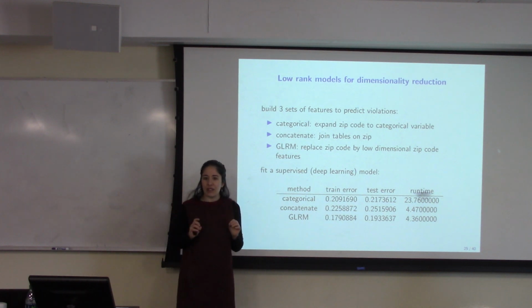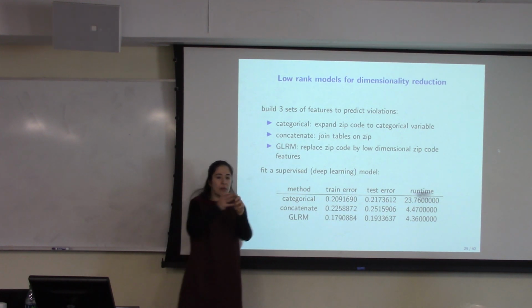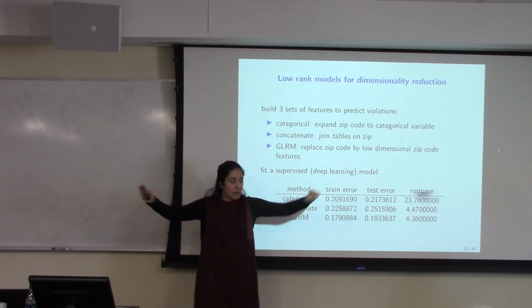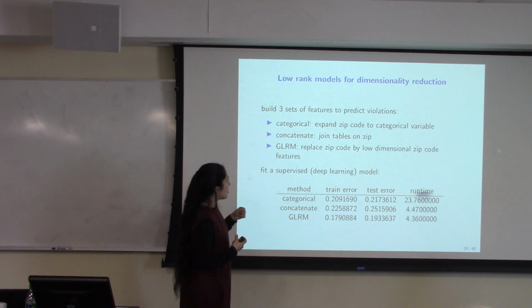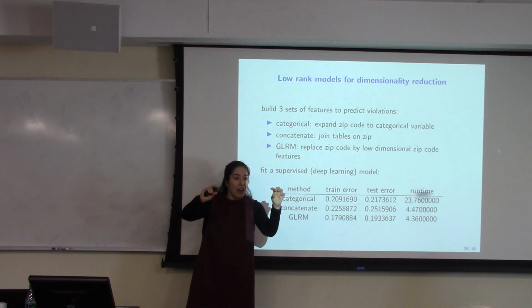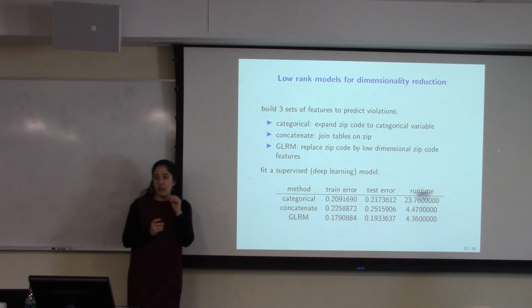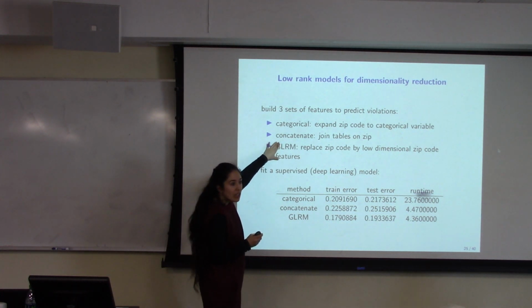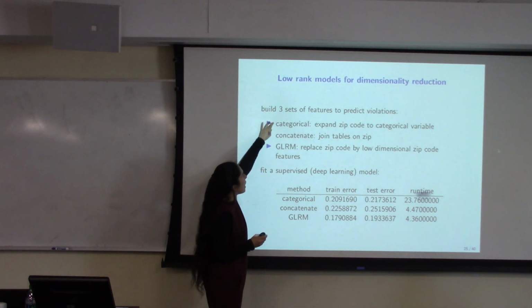So I'll join the tables on zip code. In place of the zip code, I'm going to put in all 150 demographic characteristics of that zip code. And the third is using these low-dimensional features. I'm going to replace the zip code by these 10-dimensional features that I claim describe the zip code. Notice the number of features here is much smaller than the number of features in either of these 2.